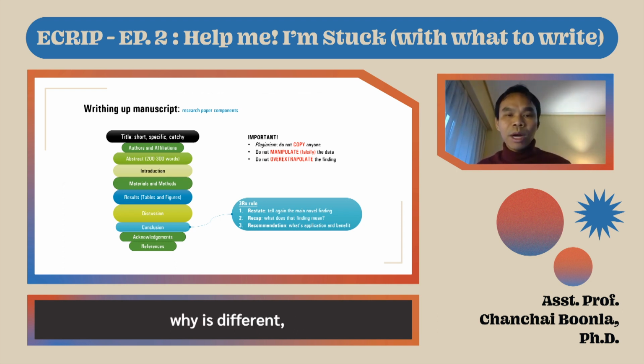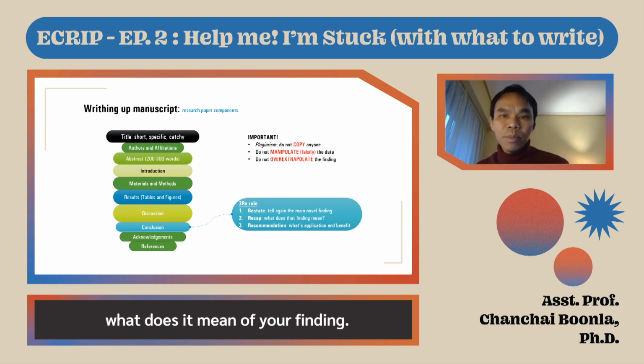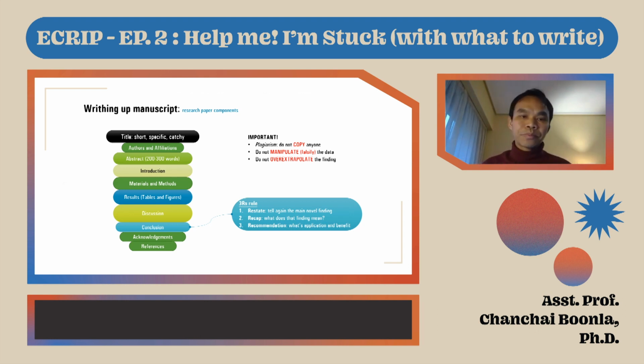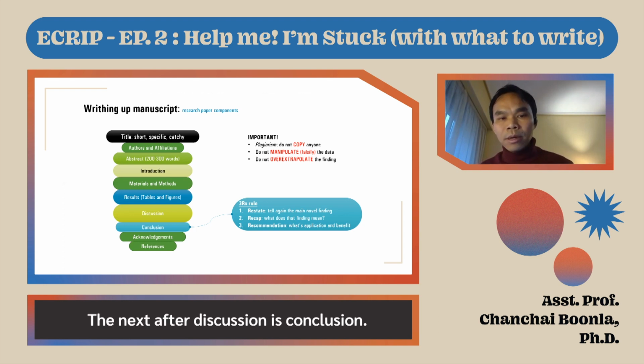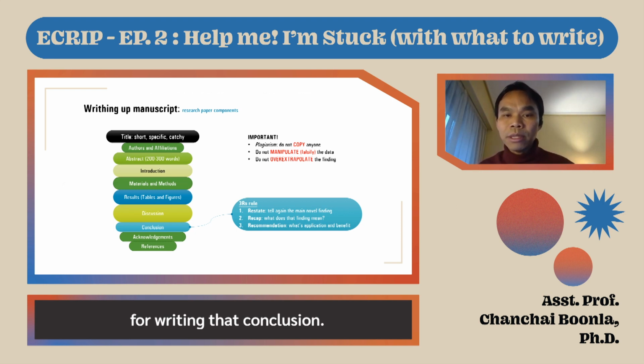You have to discuss why it's different, why your data is important, and what your findings mean. The next section after the discussion is the conclusion. This is also very important. I would like to suggest you follow the 3R rule for writing the conclusions. I always write this 3R rule in my papers.